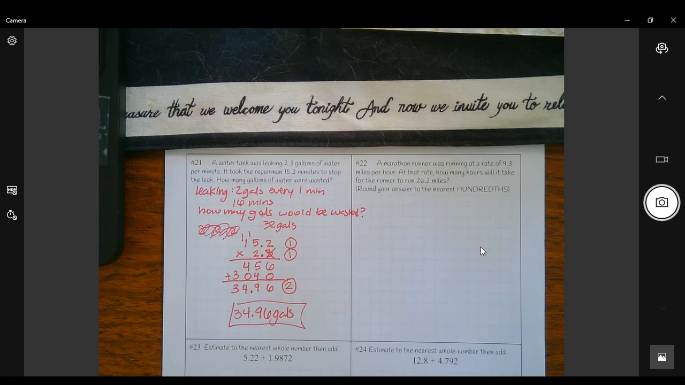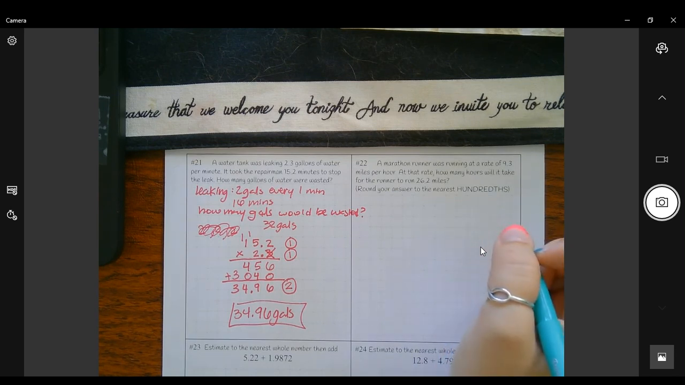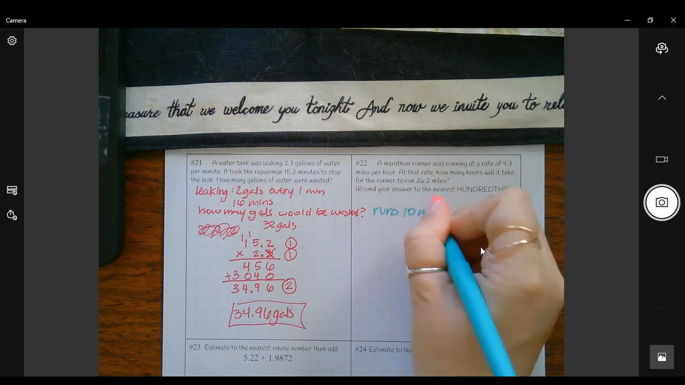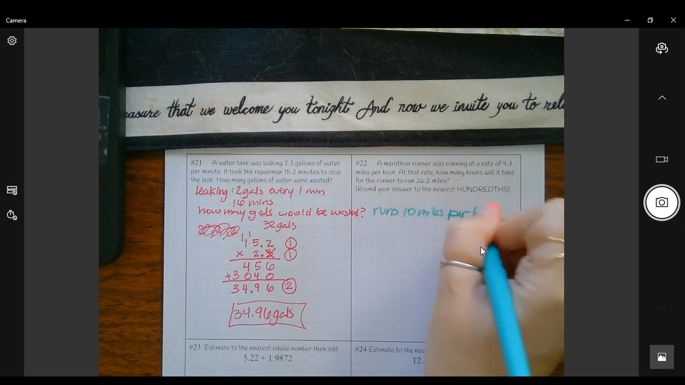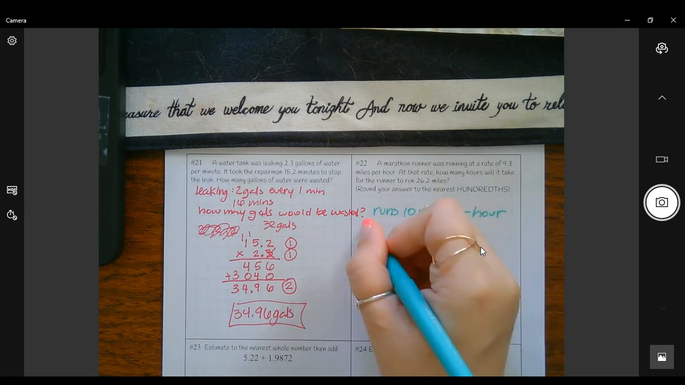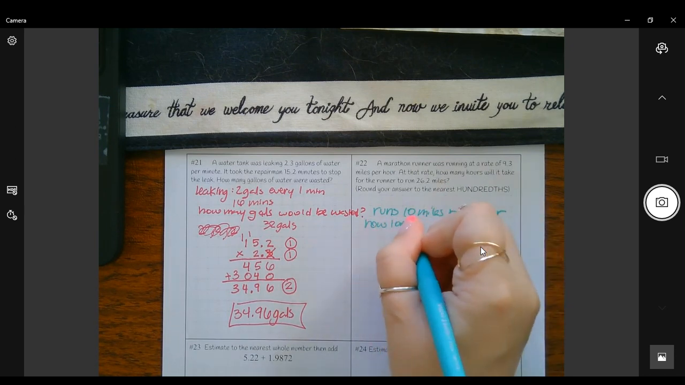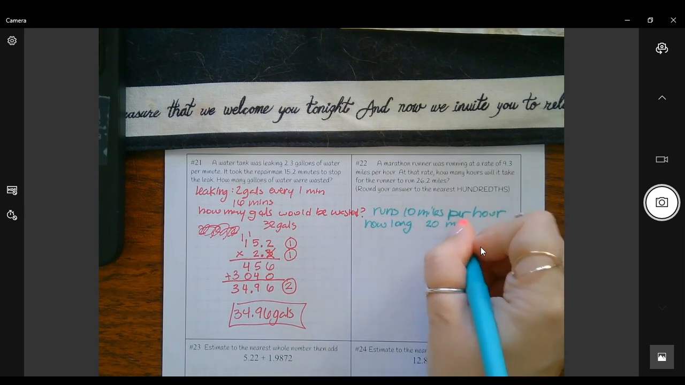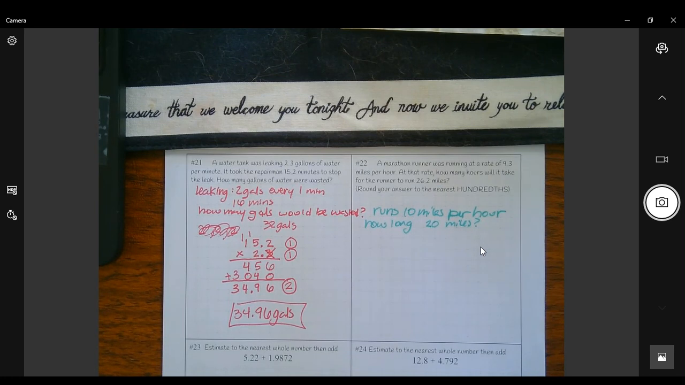Okay, so let's just make these a lot easier. Let's say he runs 10 miles per hour, okay? And then we want to know how long would it take him to go 20 miles? Okay, what do you think?